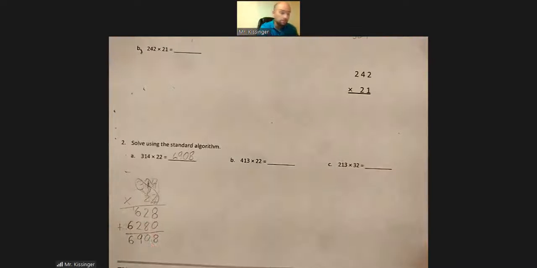So we're just taking each one of these numbers. We're going to multiply by 2, multiply by 2, multiply by 2. And then we do the same thing, but we take the 4 and multiply by 20, multiply by 20, multiply by 20, and then we add those together.